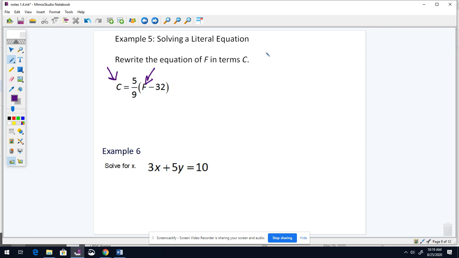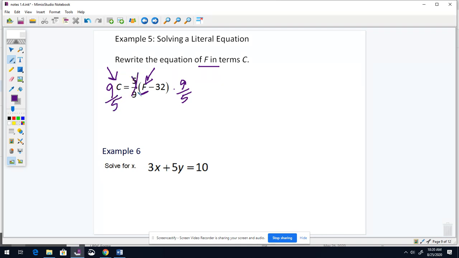So when it wants me to rewrite this in terms of F, what this is saying is I need to get F by itself. I need to figure out what this will look like if it's F equals instead of C equals. So I need to undo it. I need to get it totally alone and isolated. We start working outside in, I guess, is the best way to say it. I need to get rid of this 5/9. The way I get rid of a 5/9, or in other words do the inverse to get it to the other side, is I'm going to multiply by its reciprocal, which is 9/5, on both sides.